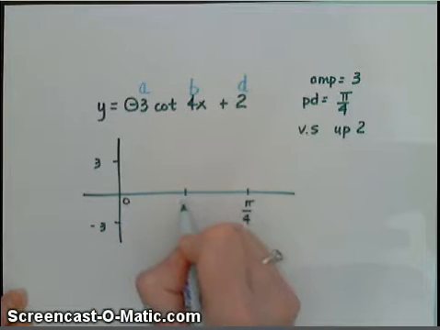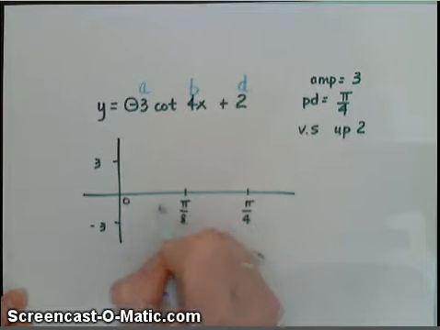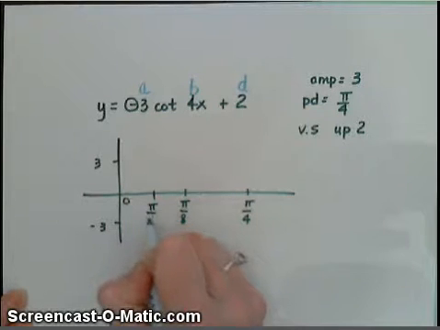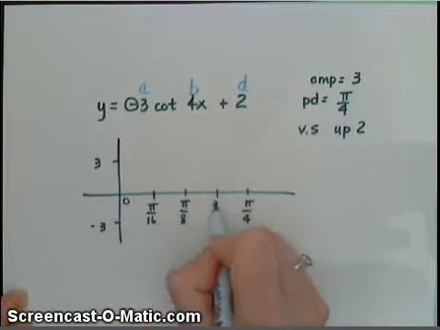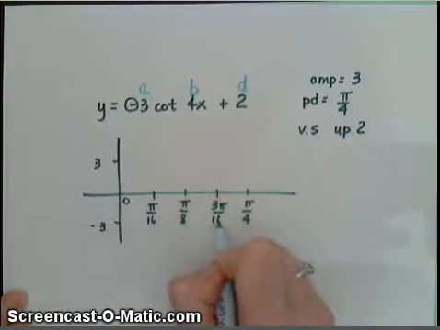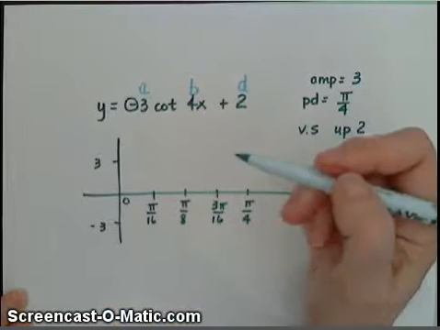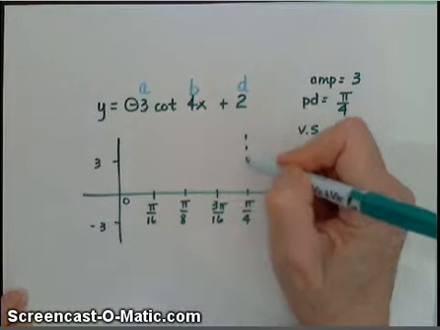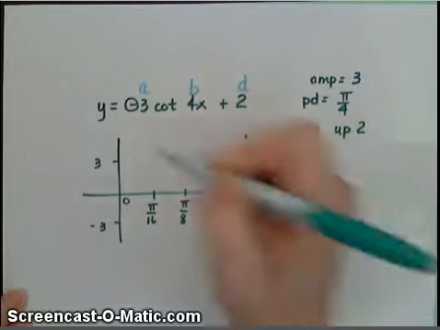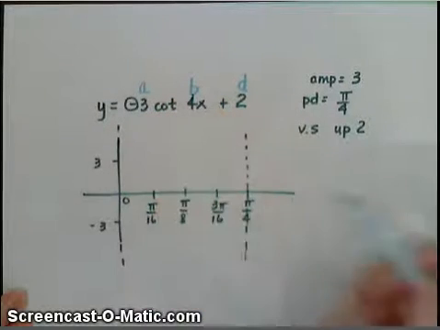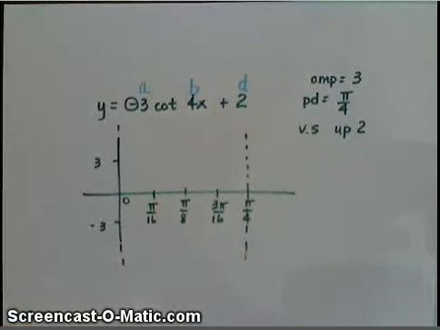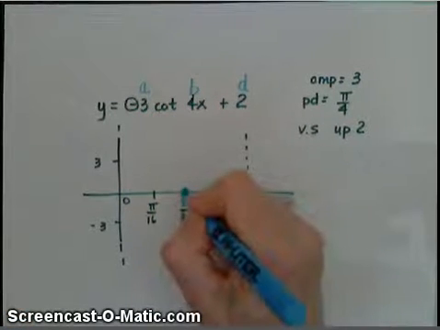We're going to half that, pi over 8. Half that, pi over 16. Multiply by 3, 3 pi over 16. And cotangent will have asymptotes at the beginning and at the end. So the axis serves as an asymptote. And it will cross in the middle. So I want to put a dot in the middle.